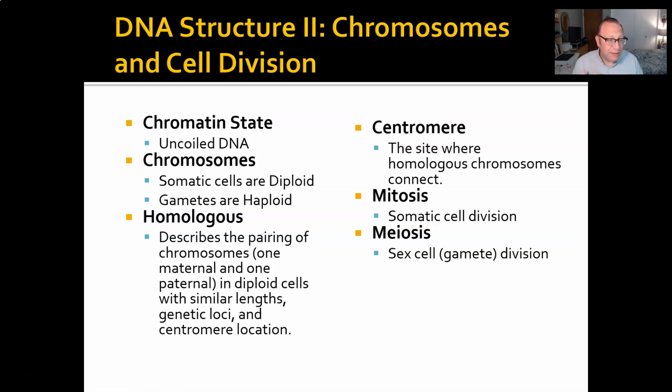Homologous. Homologous describes two chromosomes that share all the same genes in the same places, but they might have different versions of the genes, okay? Think of it this way. If there's a species of flower and some individuals have white petals and some have purple petals, the gene for petal color will be in the same place in both individuals. It's just one will have a version for white and one will have a version for purple. That's what homologous means. The chromosomes that carry that gene are homologous.